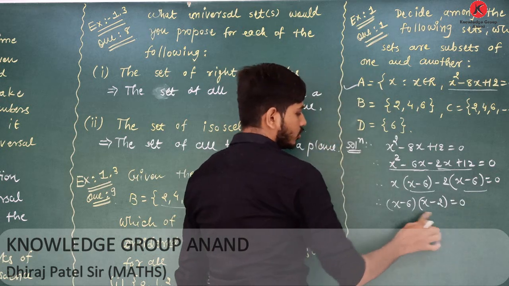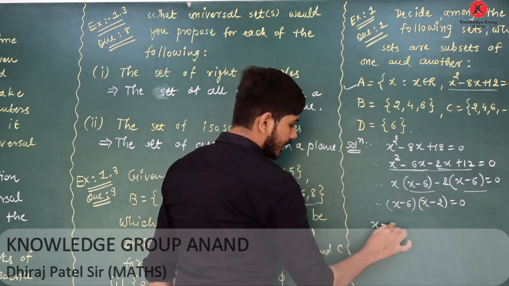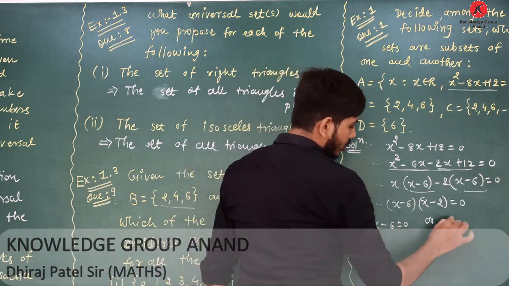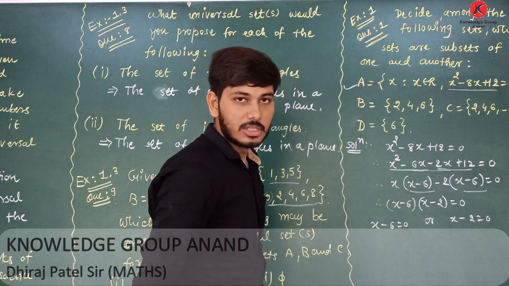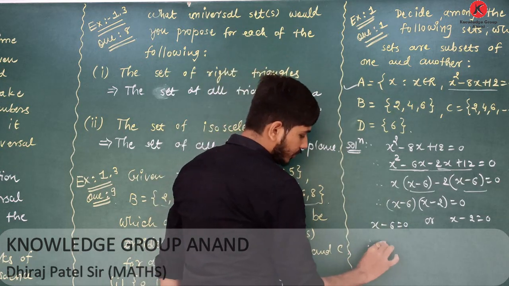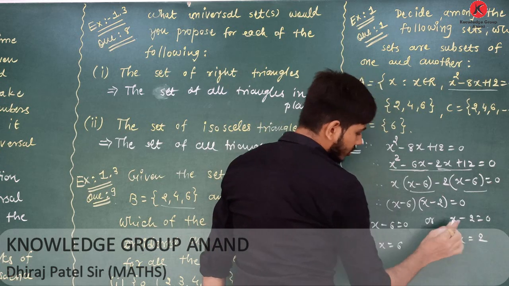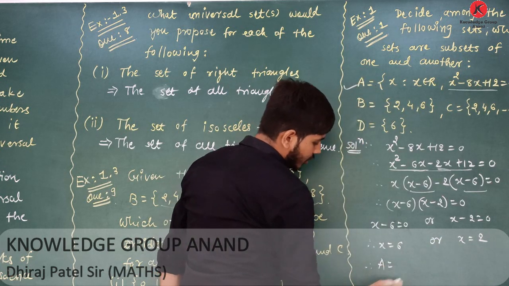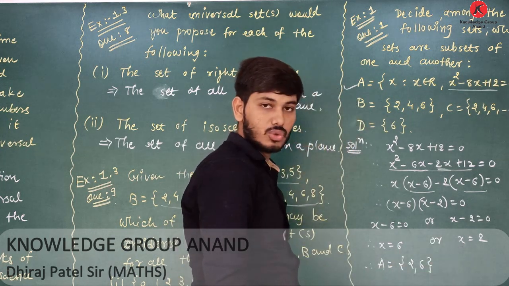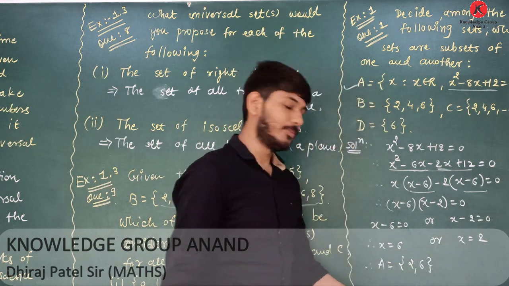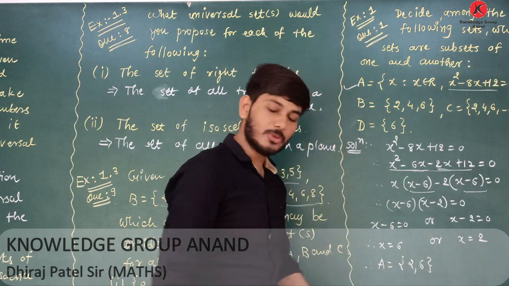Now take x minus 6 common from these two terms, the rest is x minus 2, equals 0. The product of two brackets equals 0, therefore x minus 6 equals 0 or x minus 2 equals 0, any of them equals 0. Therefore x equals 6 or x equals 2. Set A equals 2 and 6. Set A has two elements, and they are real numbers also.